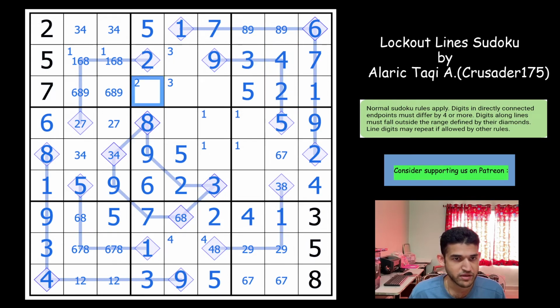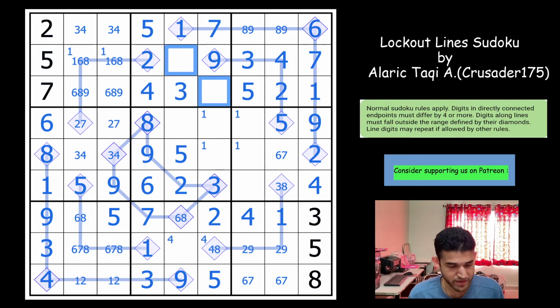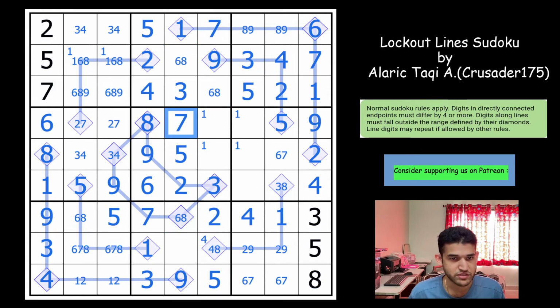Column 4 can be completed. It must be 4. All right. This will be a 3. That becomes a 6, 8 pair. And now look at column 5. 7 can be placed in. 4 goes here.